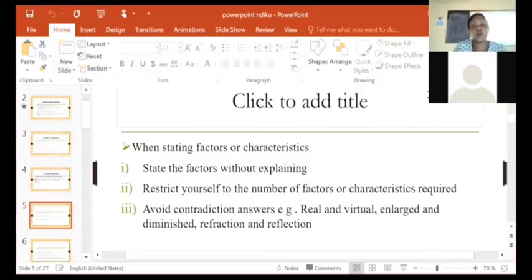You also avoid contradiction when you are answering. For example, if it's characteristics of an image, the image cannot be real and at the same time virtual. So you have to avoid mentioning the two words, otherwise you will contradict yourself. Also, if the image is enlarged, it cannot be diminished. So when we are stating, we should try to avoid those words to contradict ourselves.